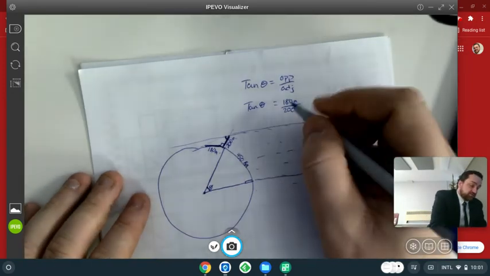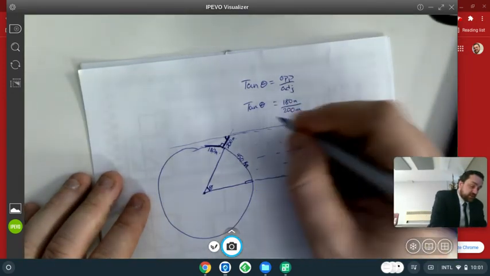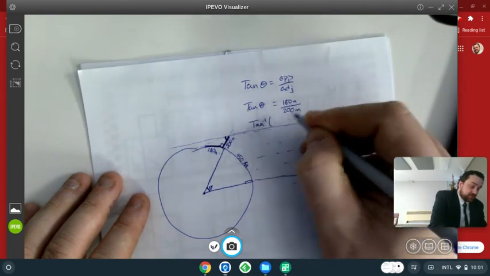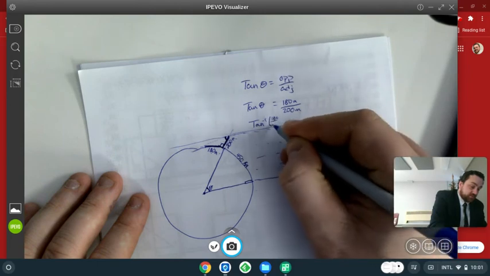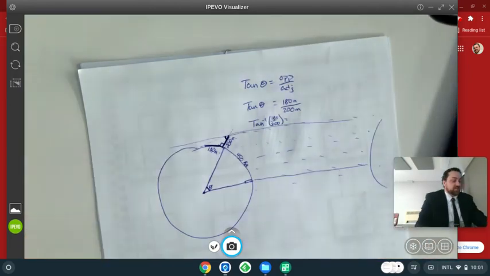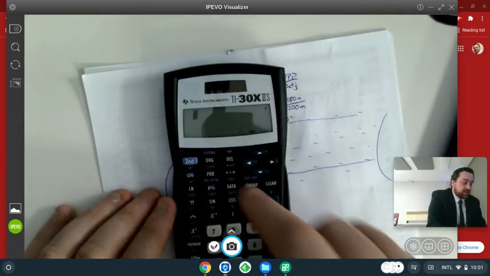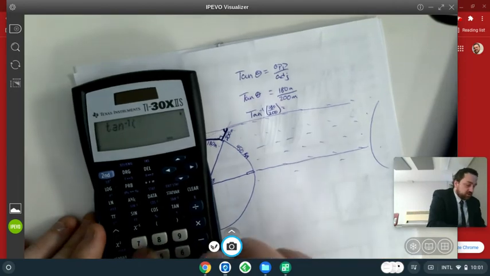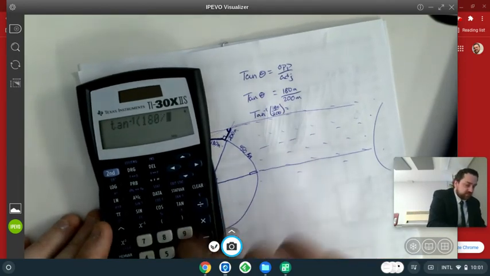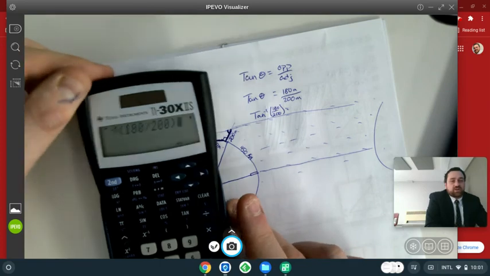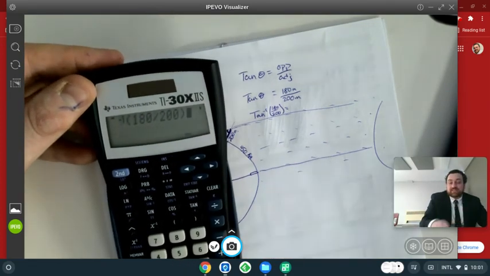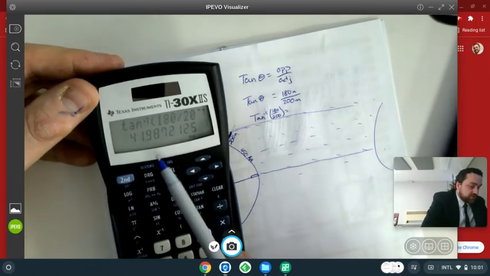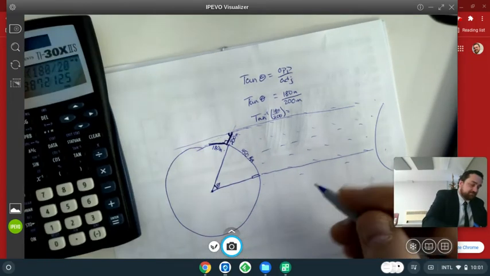So the tangent of theta, the tangent of whatever angle that is, is equal to this ratio. So what I want to do is take the inverse tangent of that number, 180 over 200. And that's going to give me what my theta is. So I'm going to do that on my calculator. Inverse tangent of 180 divided by 200. I could do 180 divided by 200 first, get it as a decimal, and take the inverse tangent of that number. But it gives me 41.98 degrees.